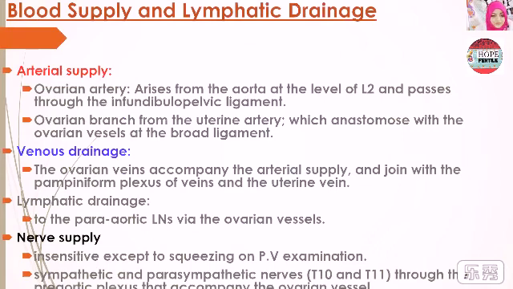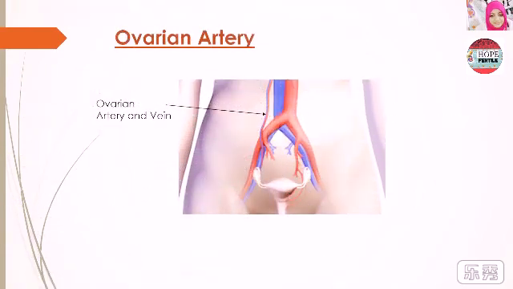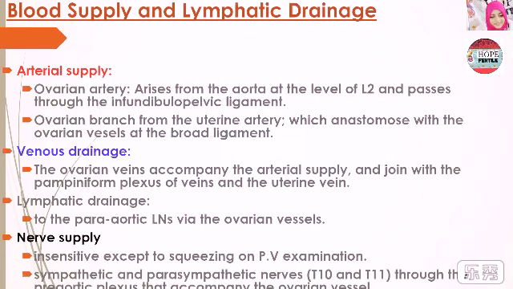The ovarian branch from the uterine artery anastomoses with the ovarian vessels at the broad ligament. Then venous drainage: the ovarian veins accompany the arterial supply and join with the pampiniform plexus and the uterine vein. Lymphatic drainage to the para-aortic lymph nodes via the ovarian vessels. Then nerve supply: insensitive except to squeezing on per vaginal examination. So sympathetic and parasympathetic nerves, T10 and T11, through the pre-aortic plexus that accompany the ovarian vessels.